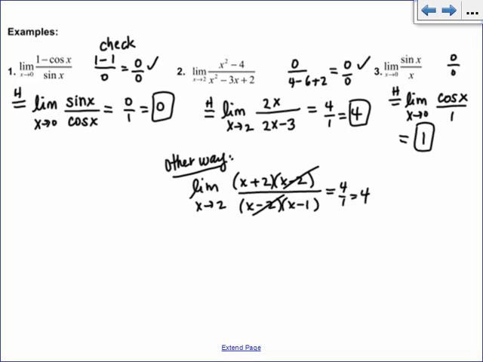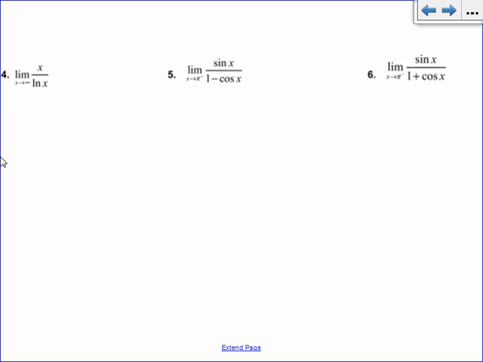Right, so our answer is 1. You could quickly do it with L'Hopital's rule. Same for the other one that I had you memorize, 1 minus cosine of x over x; also do L'Hopital's rule. All right, so next one.